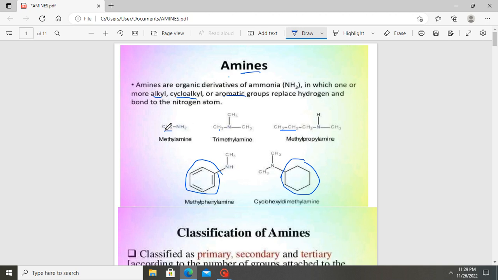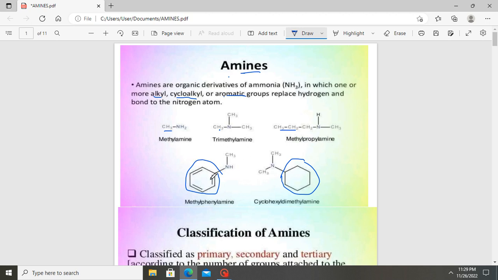Examples are what we call methylamine, in which one hydrogen of ammonia is replaced by methyl. You can have trimethylamine, in which all the three hydrogens have been replaced by three methyl groups. You can have methylpropylamine, in which one hydrogen has been replaced by methyl, the other has been replaced by propyl, to form this compound.